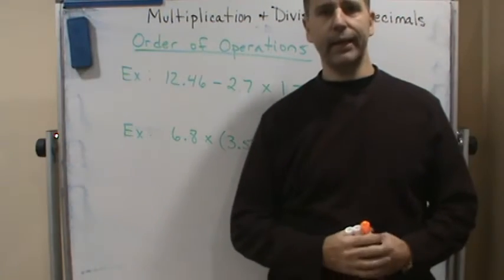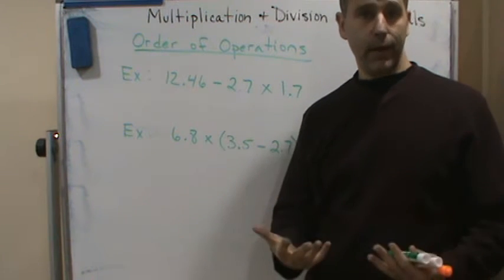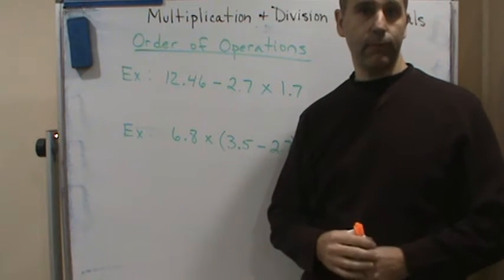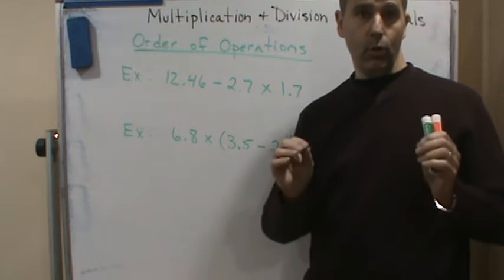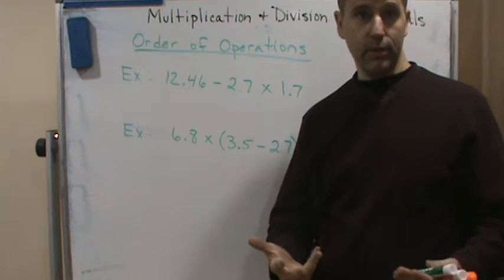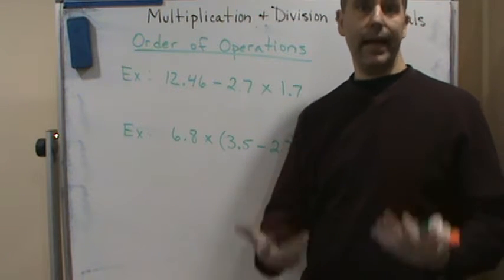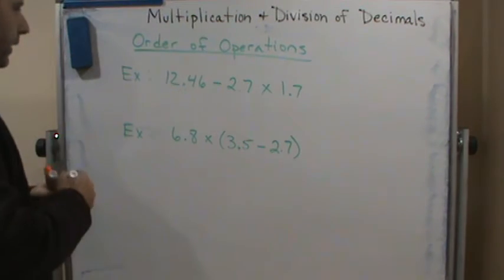Okay, so welcome back, and now we're going to talk about order of operations. Once again, you follow the same order of operations that we've done for fractions and for whole numbers. So parentheses first, and then comes multiplication, division, left to right, and then adding and subtracting left to right. Okay, so let's do the first example here.